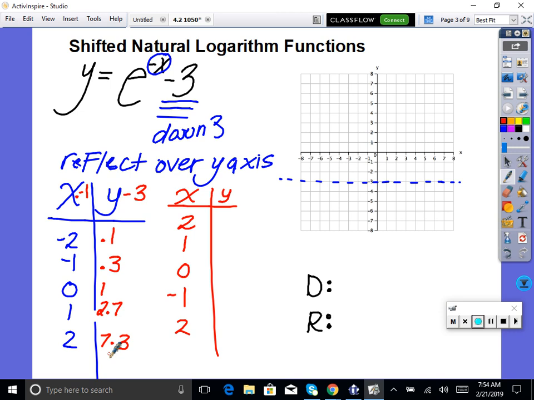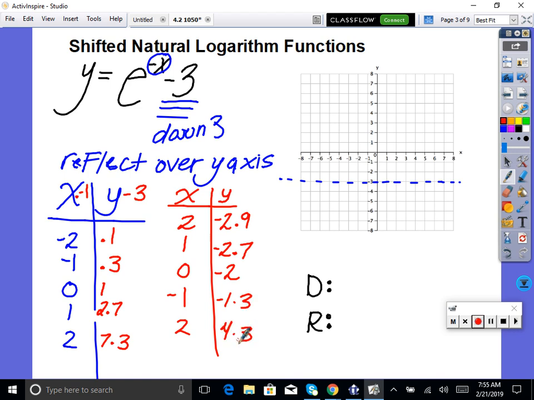So I'm just going to draw a rough sketch here. So we're going over 2 units. Do you want me to, let's write these down actually. -3 plus 0.1, wouldn't that be about like -2.9-ish? Remember for graphing, it doesn't need to be perfect. And then -3 plus 0.3, that'd be like -2.7-ish. And then -3 plus 1 is -2. 2.7 minus 3, that'd be about -1.3. And then 7.3 minus 3, 7, 6, 5, 4, so 4.3.